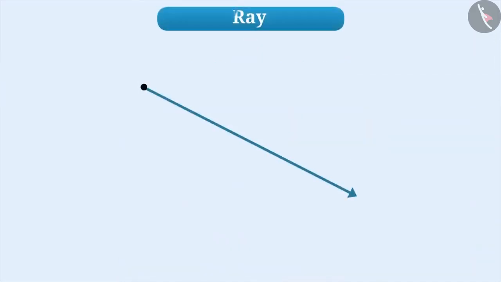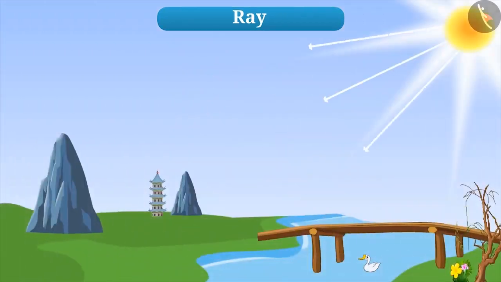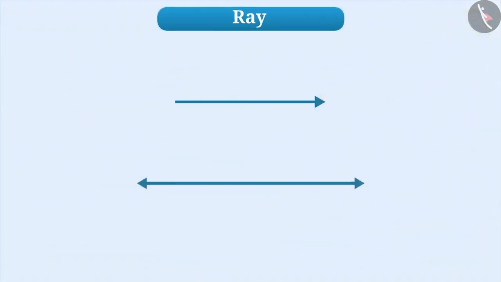Now let us learn what is a ray. Look at this shape. This is a ray. A ray begins at one point and extends without any end, such as the rays coming from a torch, rays coming from the sun, etc. We show that the ray extends to infinity by putting an arrow in the direction in which the ray is moving. If we compare the line and the ray, we can say that the ray is a part of the line.